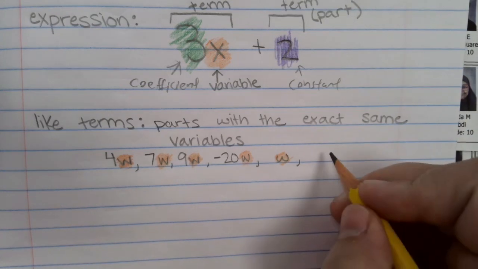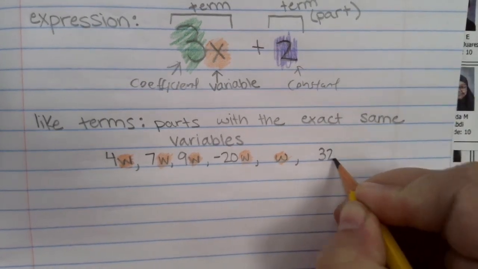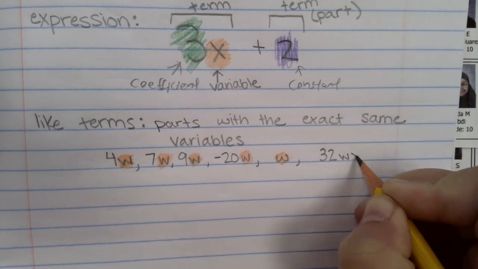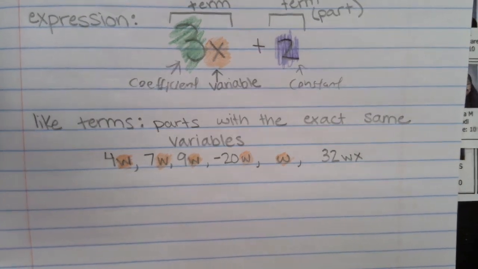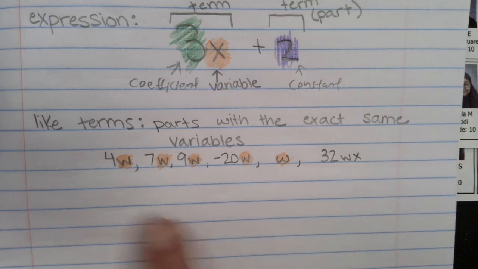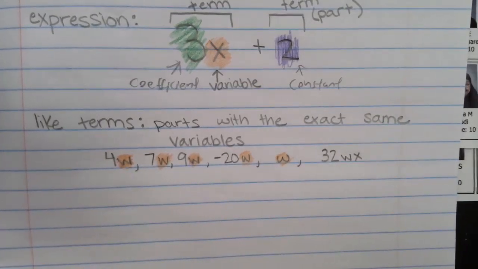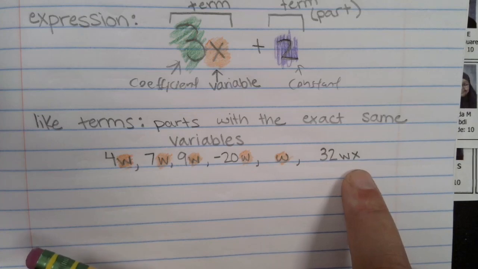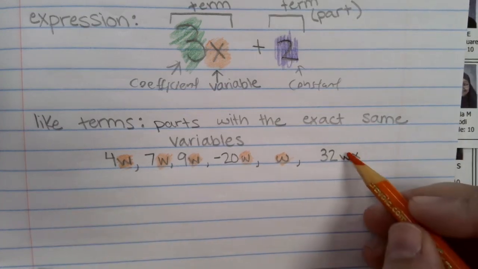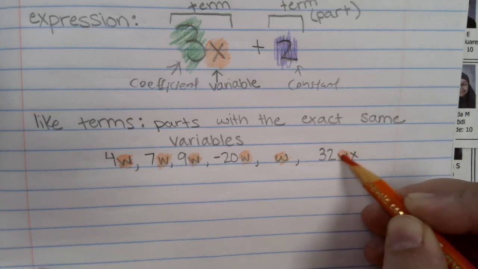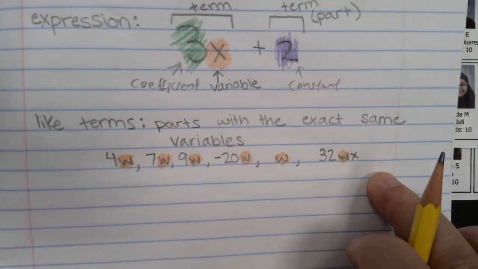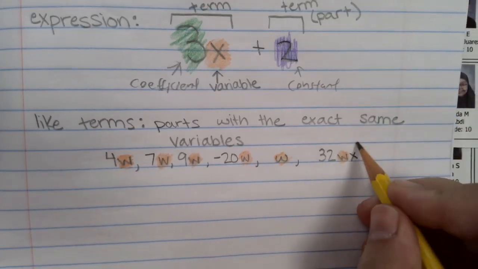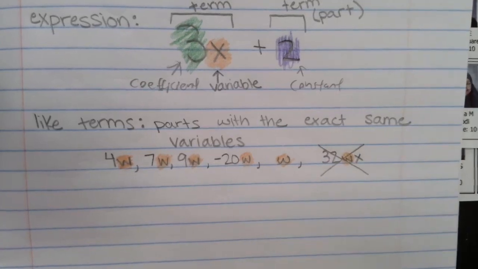All right, now here's my question. Is 32WX a like term? No, it's not. Why is this one not a like term, but these ones are? Because it also has an X to it. Good, that X tells us it doesn't work. Just because we see that W, remember it has to be exactly the same with the variables. All the letters have to match. So this one, after you write it down, 32WX, we're going to put a big X through it. It does not work. That's a non-example.